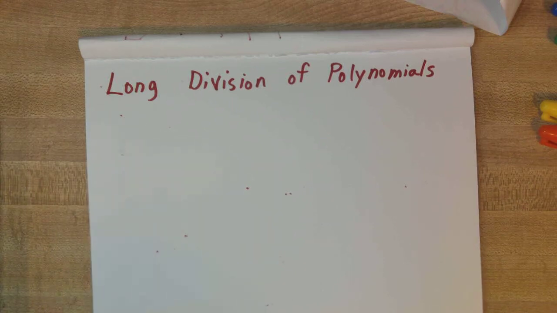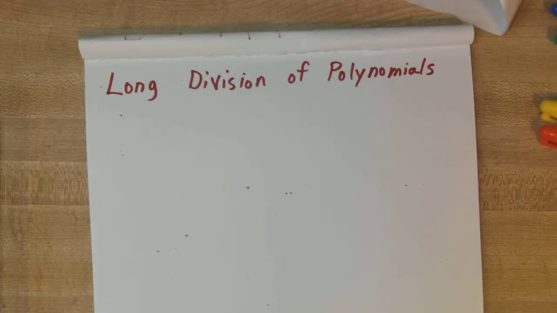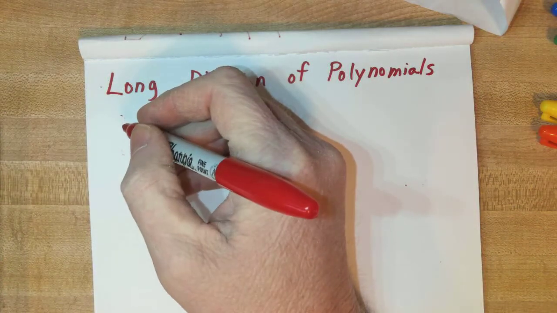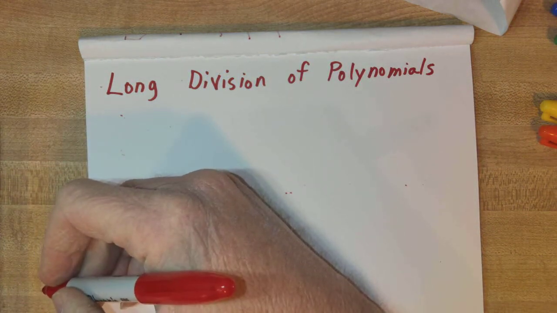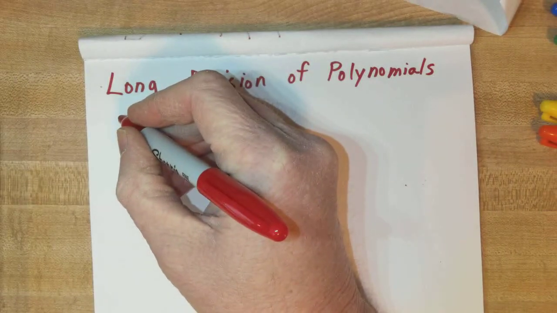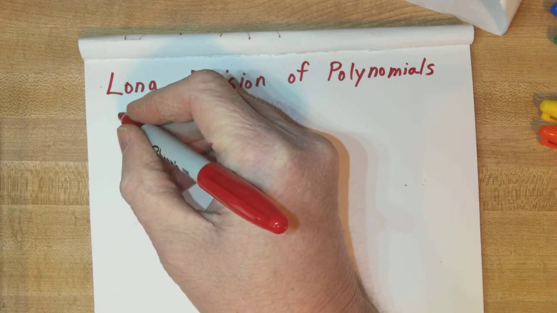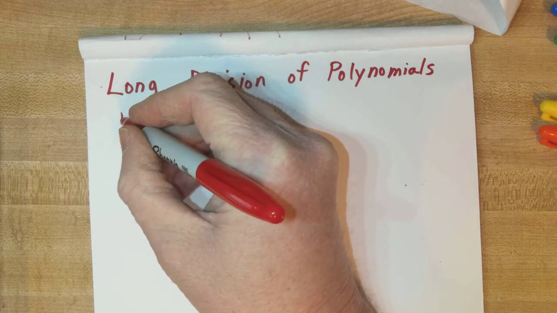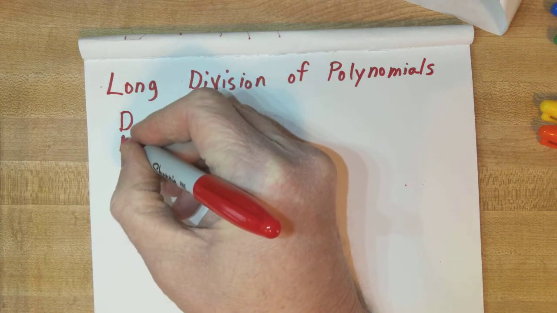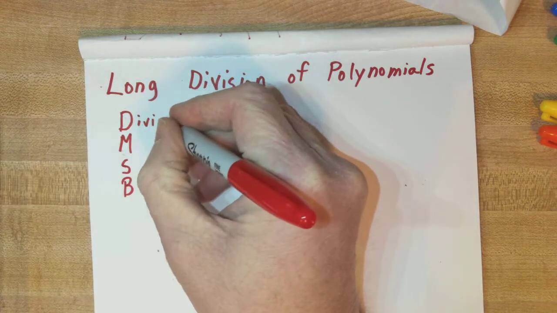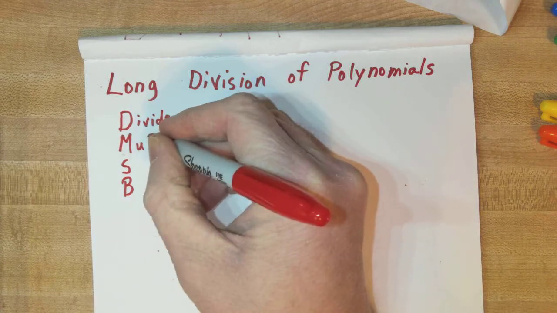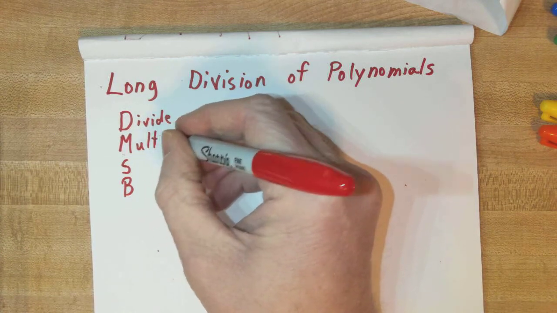Hi everyone. Alright, we're working on long division of polynomials today. And it is a lot like when you learned how to do long division, like in 4th or 5th grade, whenever that happened. The algorithm that we use is the same. And I'm going to write that down. Had a student a few years back remind me of that. And he wrote D, M, S, B. And I've been using it ever since when I've taught this.